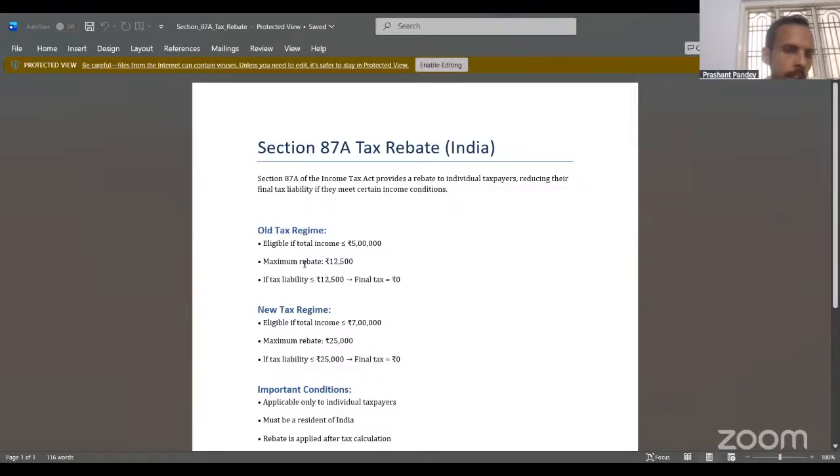Under the old regime, if the total income is less than or equal to 5 lakh, the maximum rebate that the assessee can avail is 12,500 rupees. So the tax liability becomes 0 then, if his income is equal to or less than 5 lakh, up to a tax of 12,500.